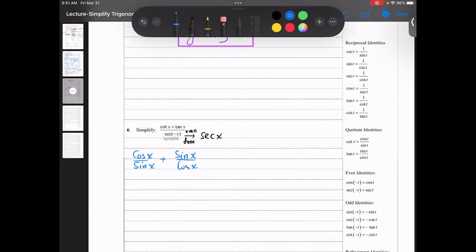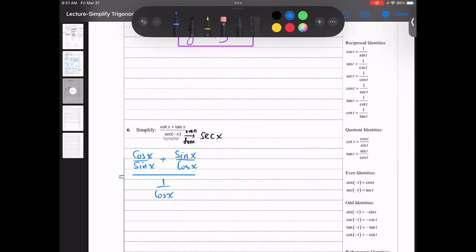Instead of dividing horizontally with the secant x, can I say it like that? I like to write it like this. You know what? Go ahead and write it like that. I don't want to make another mistake. That's another mistake you might make. Over 1 over cosine x. So far so good. Everybody got that step?